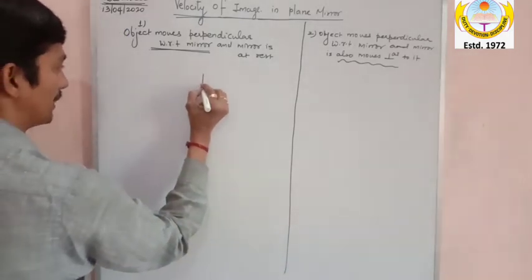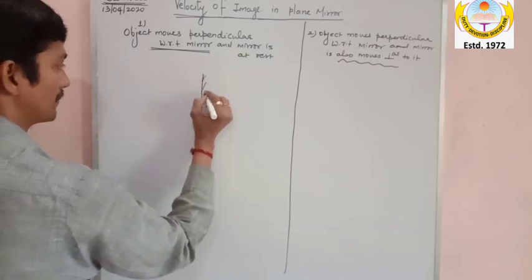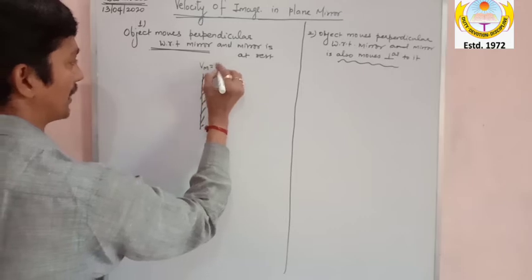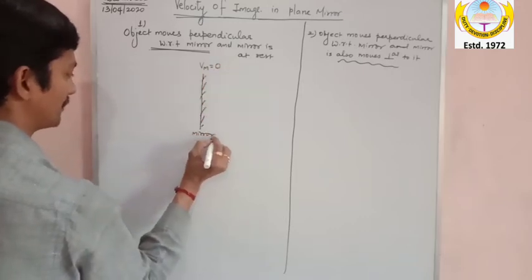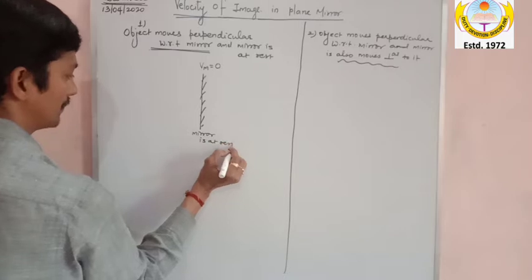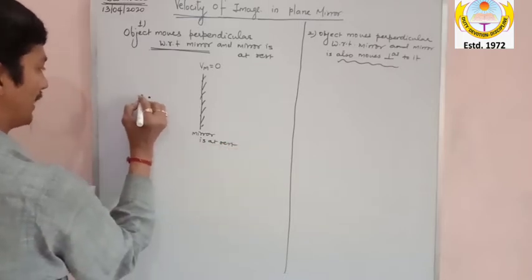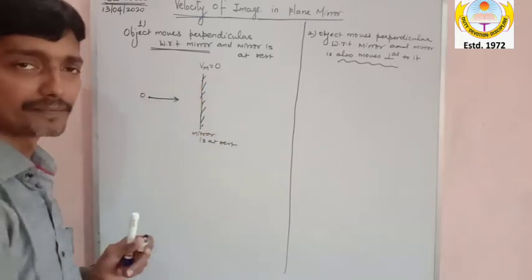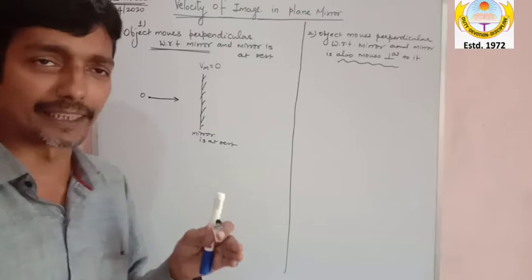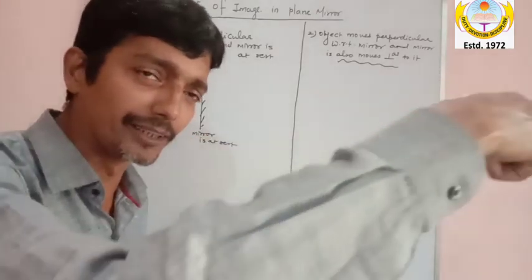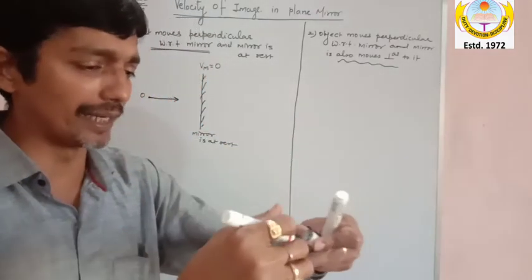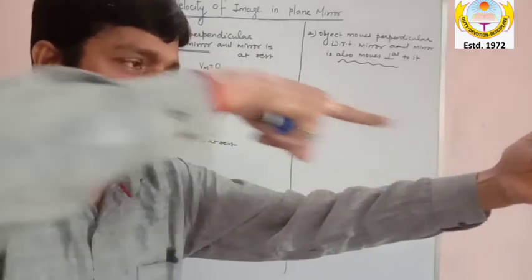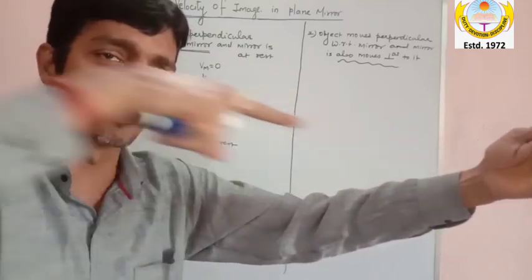Now my dear, this is the mirror and the mirror is at rest, that is Vm, the velocity of the mirror, is 0. And let this be the object, here O, and it moves perpendicular towards the mirror, for example. Like a car coming from behind, that object is moving towards the mirror, right? And they move perpendicular. Please try to understand. This is the mirror of the car and the object moves like this. So they move perpendicular to the mirror.